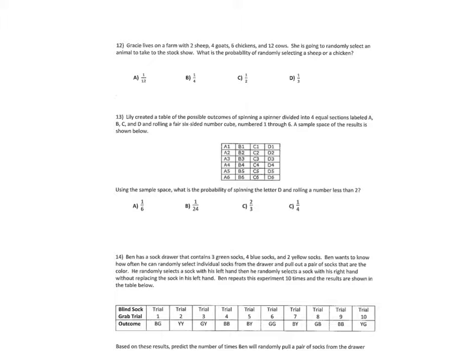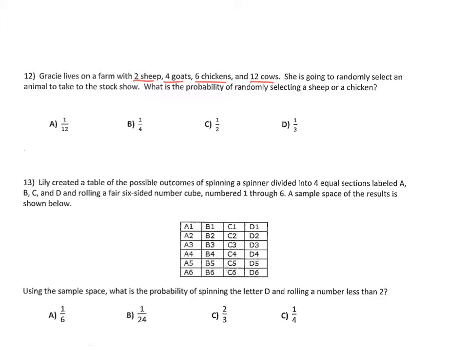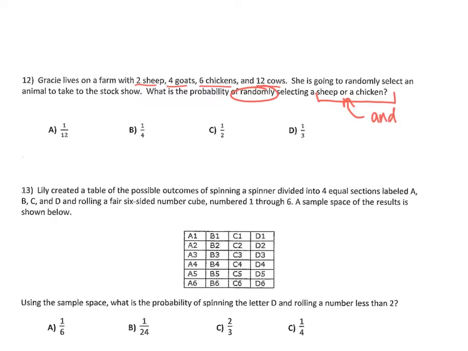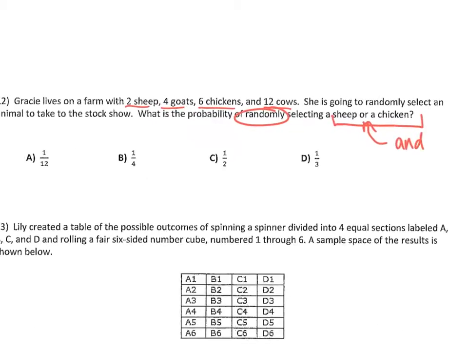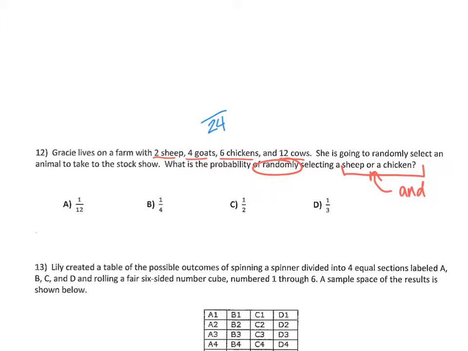Okay, Gracie lives on a farm with 2 sheep, 4 goats, 6 chickens, and 12 cows. She's going to randomly select an animal to take to the stock show. What's the probability of randomly selecting a sheep or a chicken? Remember that word or means add, pretty much. You're going to add those 2 together. So how many total animals does she have? Good, yeah. 24. So 24 total animals, and then sheep and chicken together would be 8 over 24.